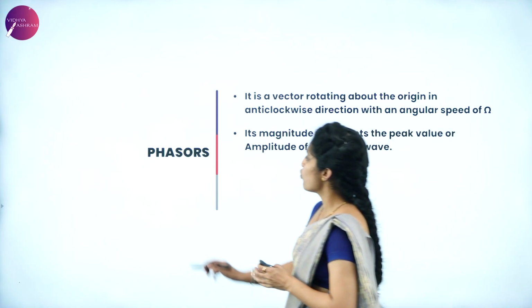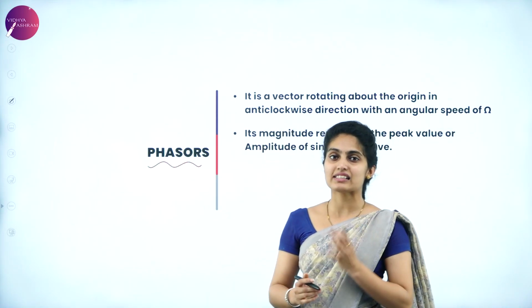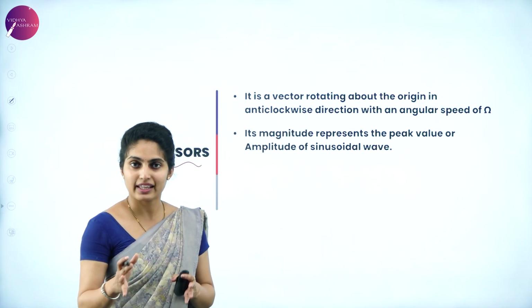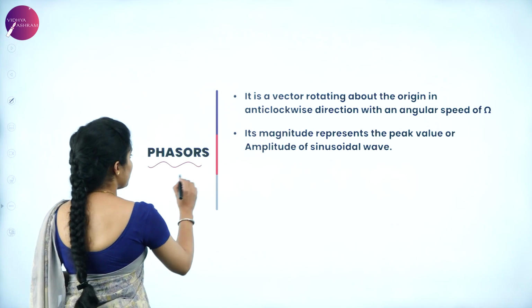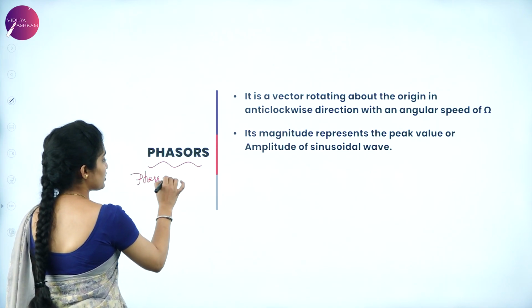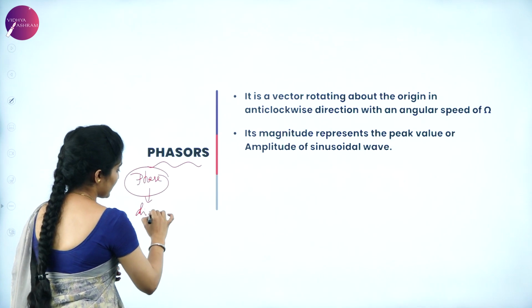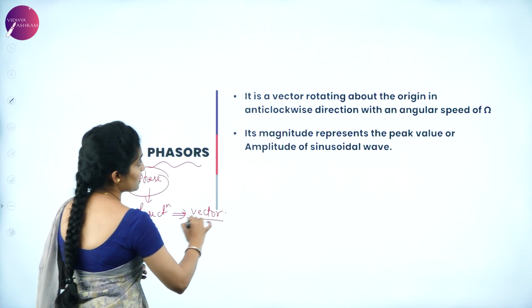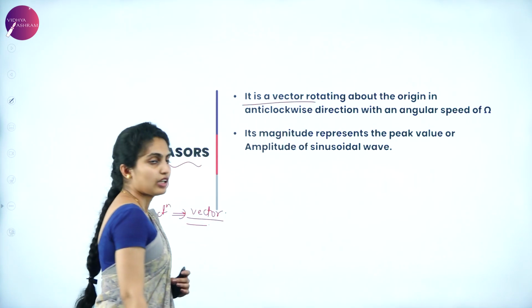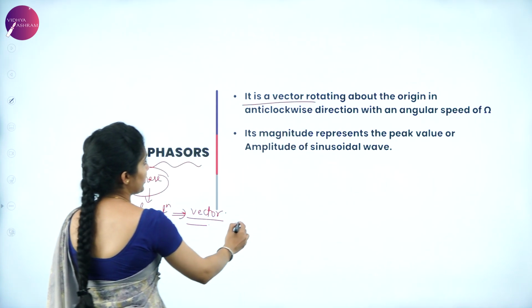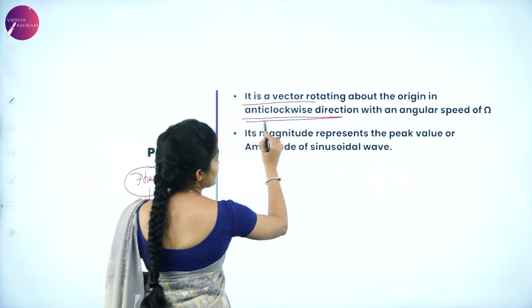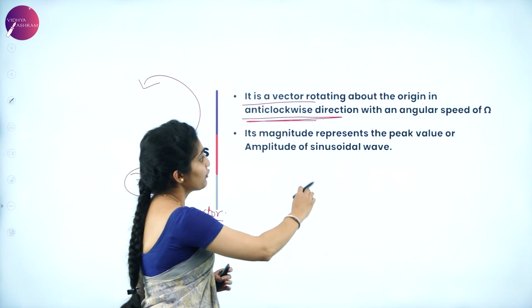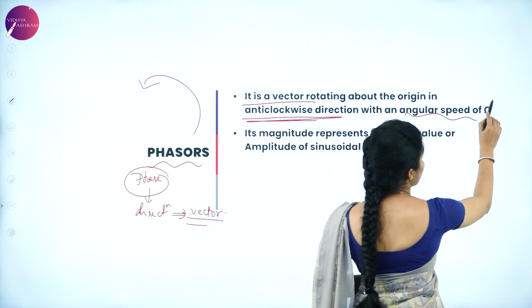So first of all, what is meant by phasors? In the last class itself, you had drawn a phasor diagram for the applied voltage to a resistor. In that case, you had drawn a phasor diagram which gives the phase. Phase means the one which gives the direction and is supposed to be a vector quantity. So it is a vector which rotates about the origin in the anti-clockwise direction, with an angular speed of omega.